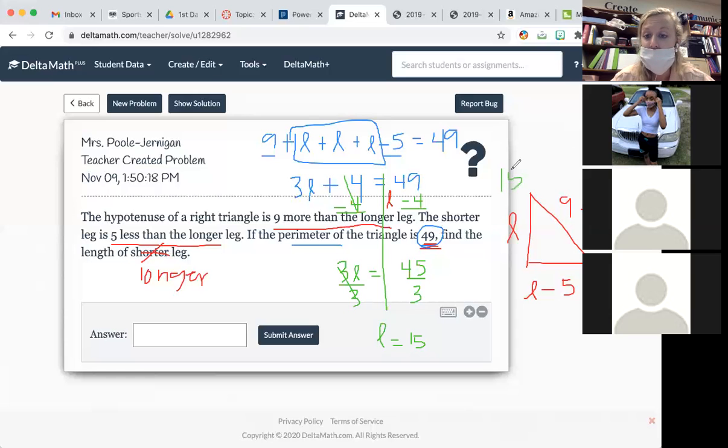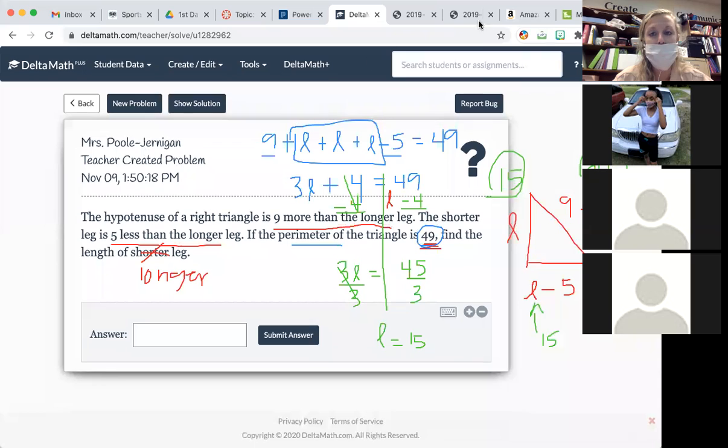If for some reason they did ask for the hypotenuse or the shorter leg, you would just go plug 15 in. So 15 minus 5, what's the shortest leg going to be? 10, good. And then 9 plus 15 would be what? 24. Good. So then if you add it up to check it, if I add up 15 plus 24 plus 10, that does give you 49. So we know we did it right. So you can also check yourself on this one. Plug it in, add them all up, okay?